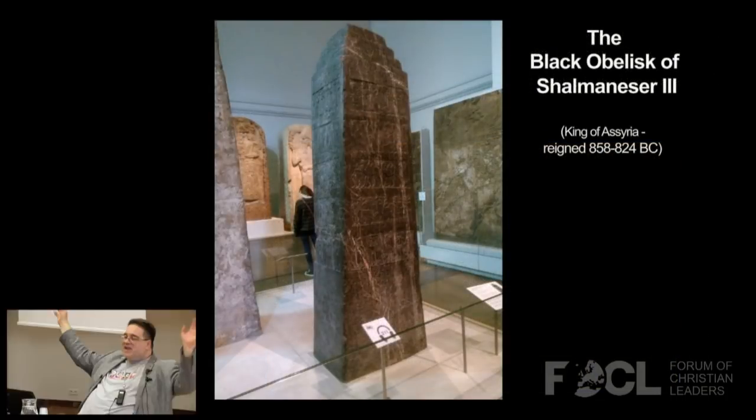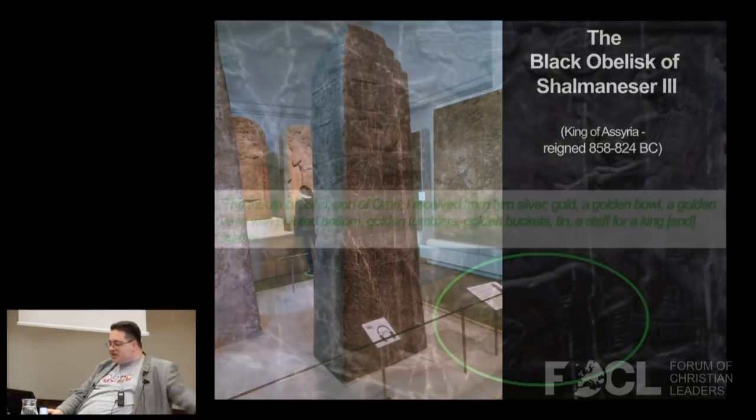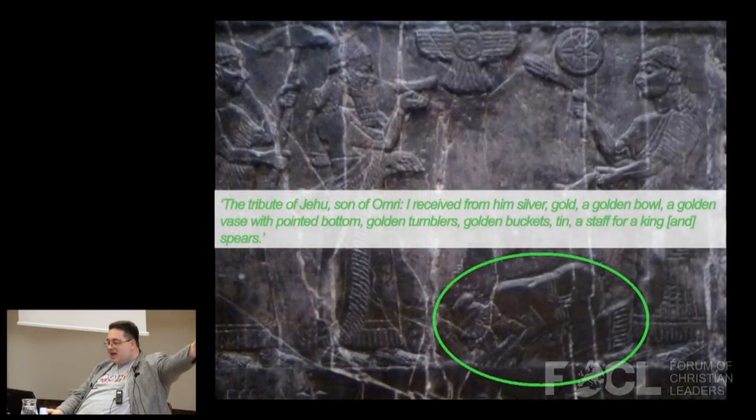Although I love the name, the Black Obelisk of Shalmaneser III. This is in the British Museum. You can go and visit it if you're ever in London. And it contains, this is Shalmaneser III down here, and he's at the time of King Jehu of Israel, who is depicted. This is the earliest picture we have of a king of Israel from the 9th century. He's mentioned in 2 Kings.